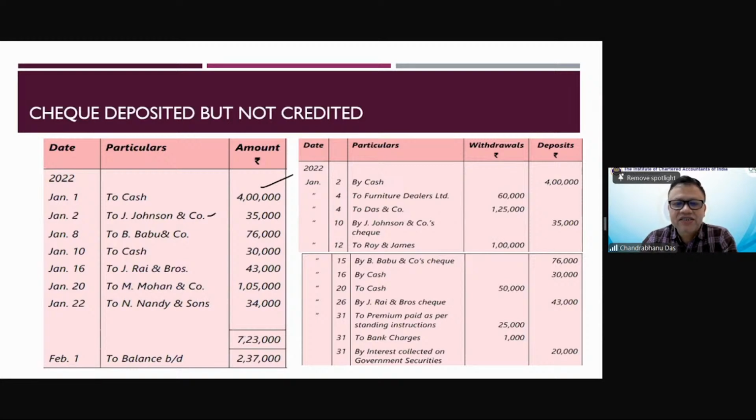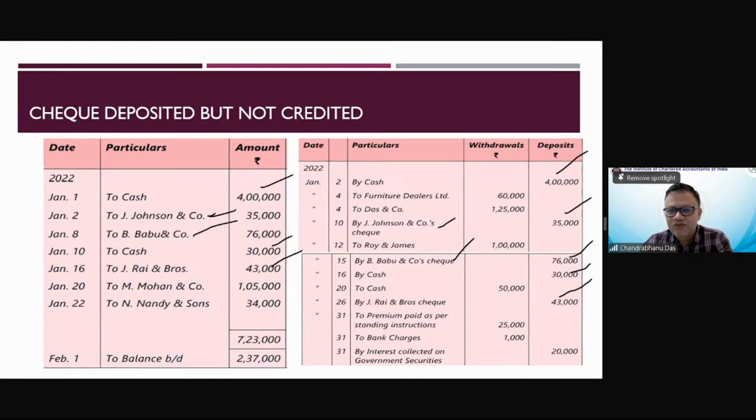So first we'll see John's cash, 4 lakh. It's by cash 4 lakh. Yes, it's matching. This is how companies start taking out the entries. Then Johnson and Co 35,000. Babu and Co 76,000. So this is how they take them one by one. Then cash 30,000, by cash 30,000. Share and Bros 43,000.